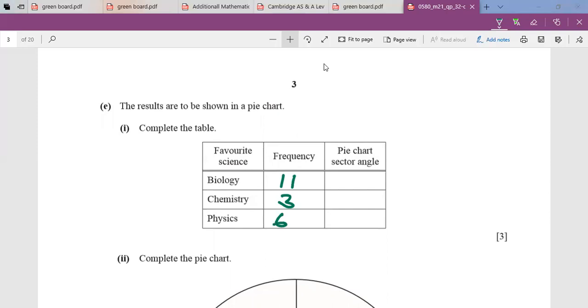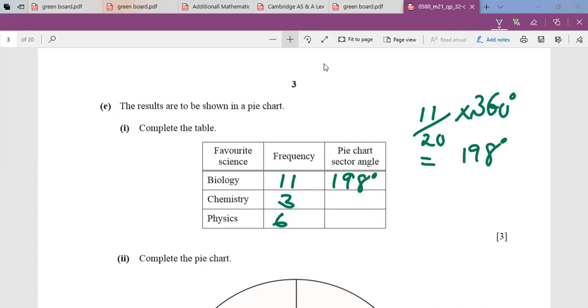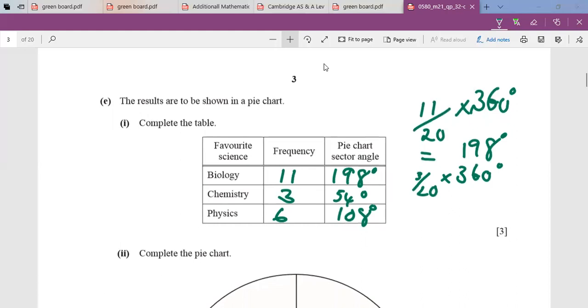Now, here we need to find the pie chart sector angle. You know, for a circle, we have got 360 degrees as the total sum of the angles. Meaning that for this sector, biology is going to be 11 over 20, the number of students, multiplied by 360 degrees. This will produce 198 degrees. If you do the same to chemistry, you're going to get 54 degrees. That is 3 over 20 by 360 degrees. So for the last one, you're going to get 108 degrees. Okay. So you get your 3 marks.